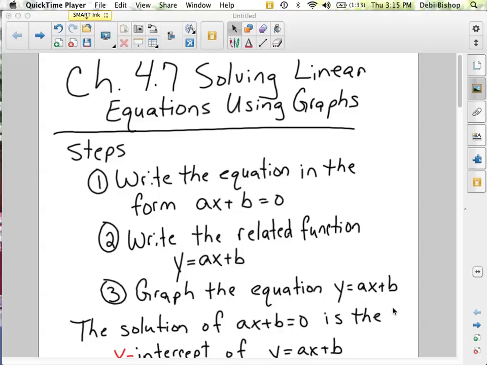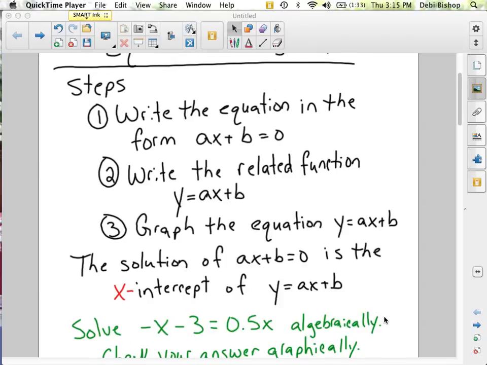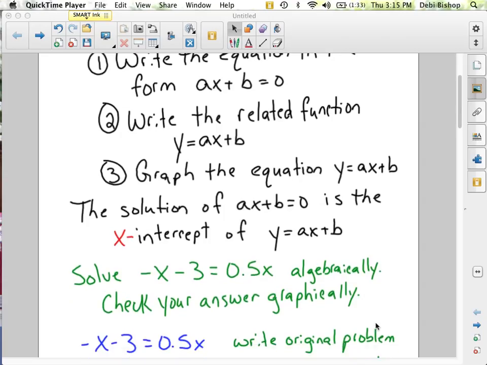So really, the solution of ax plus b equals 0 is the x-intercept of y equals ax plus b, because all we're doing is putting y equal to 0. And when we do that, that is the x-intercept. But let's do some examples to reinforce this.